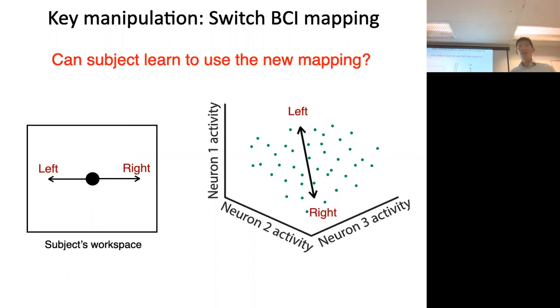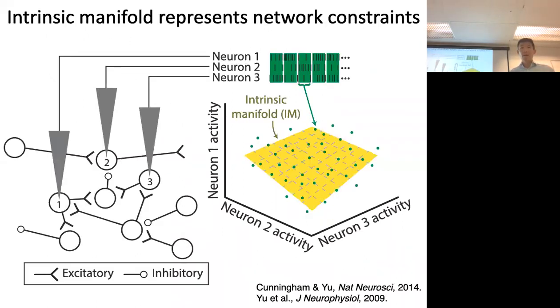Okay, so this led us to propose a hypothesis that is based on an empirical observation that we and many others in the field have made in different brain areas, different species, different tasks, which is that neural population activity tends to not populate this entire population activity space equally. Rather, neural activity tends to live close to some lower dimensional space within the higher dimensional population activity space, which we're going to call the intrinsic manifold.